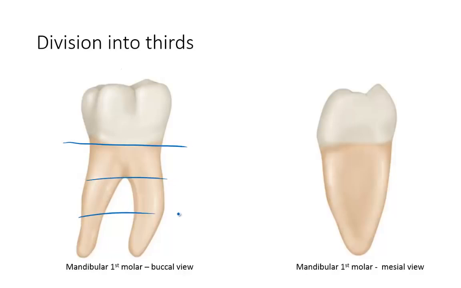The terminology is actually pretty simple. The third that contains the apex of the root is going to be the apical third. The middle one is going to be the middle third. And the part closest to the CEJ is going to be the cervical third.